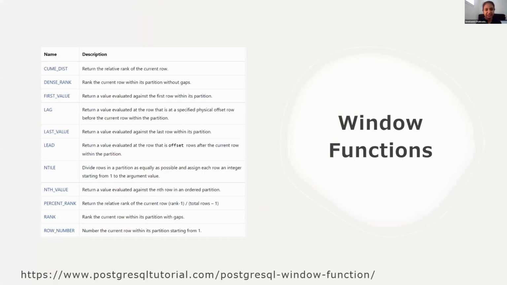So, window functions. The next thing I want to discuss is window functions. These are examples of window functions which have different functionalities, and you can go to postgresqltutorial.com to find out how these window functions work. I will be discussing only a few window functions here.